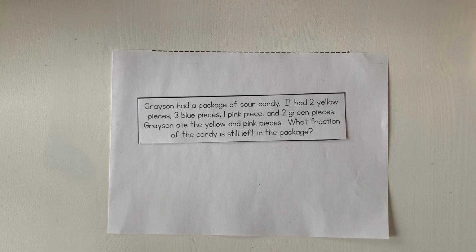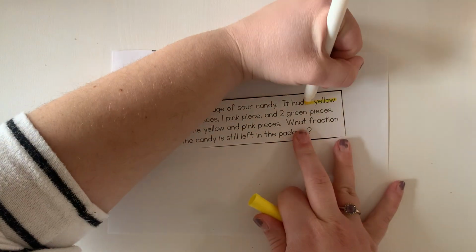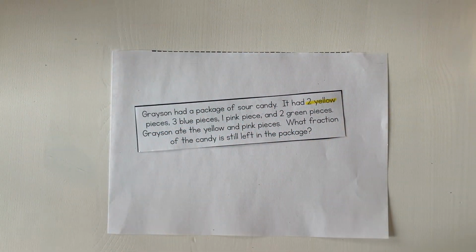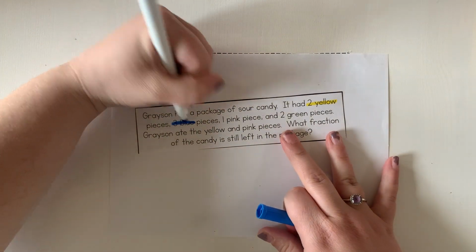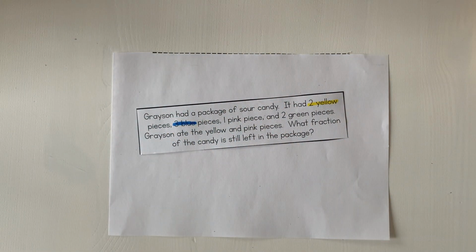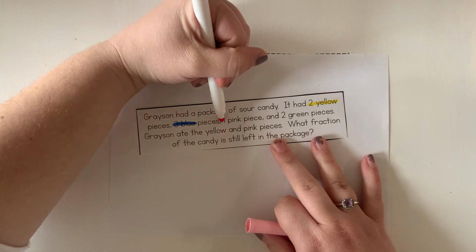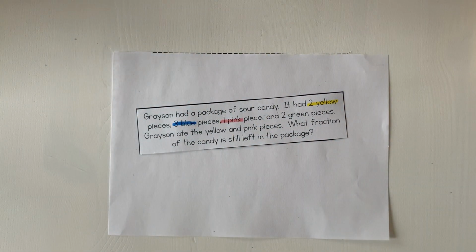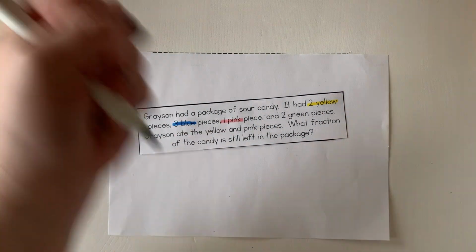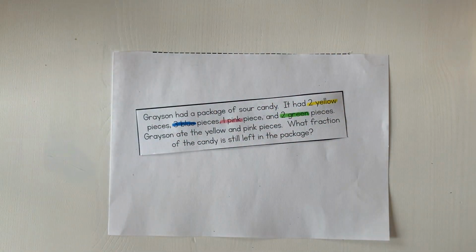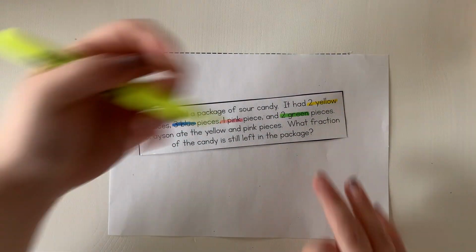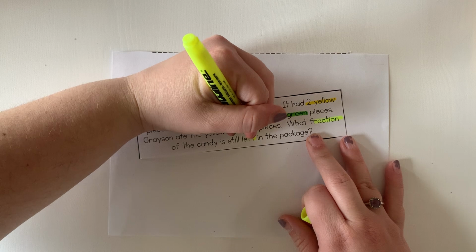So I'm going to highlight them in the colors. So 2 yellow, 3 blue, 1 pink, 2 green, and then we're trying to find what fraction of the candy is left.